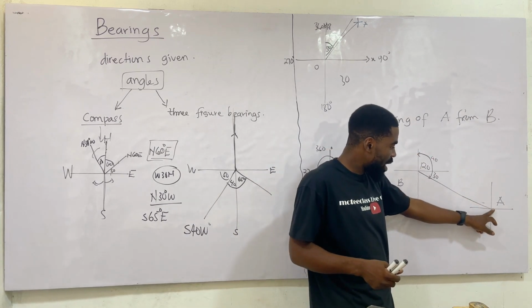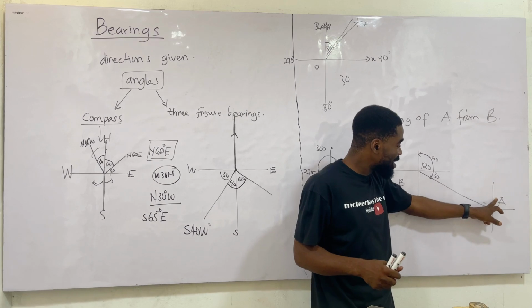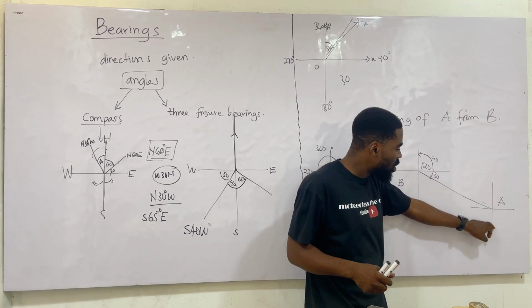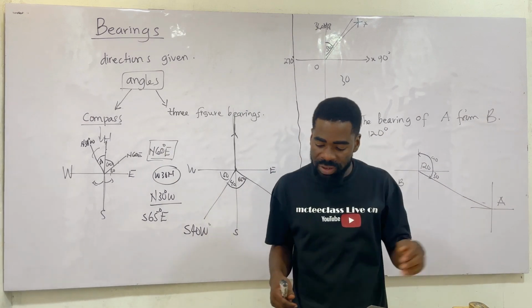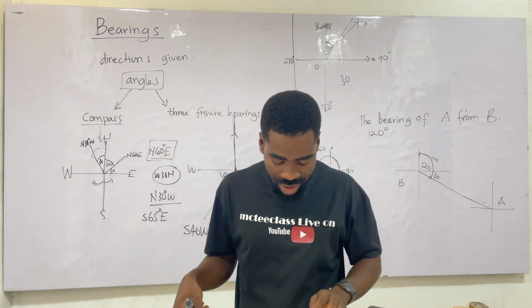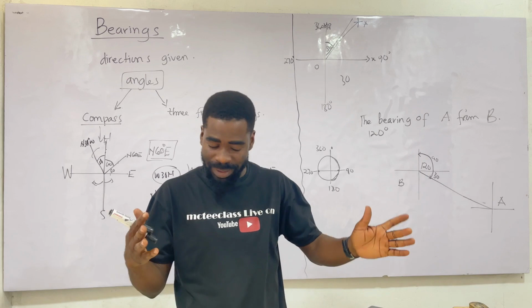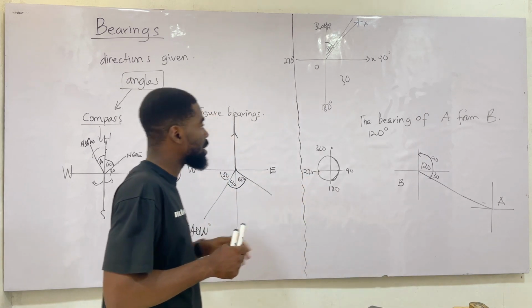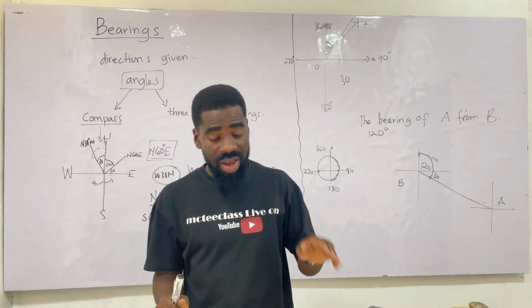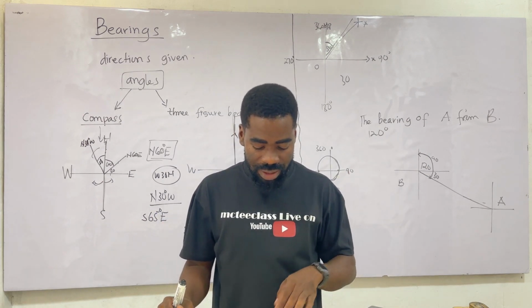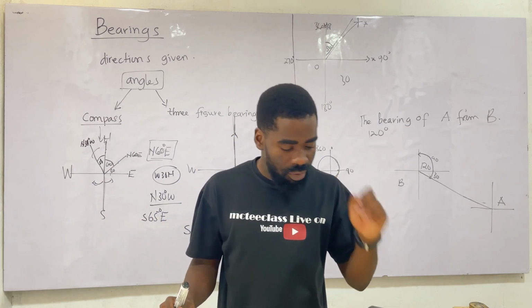So we are now at A. If we want to do the back bearing, then we have to start once again from the north and move until we are on the path that leads to B. And that's what we refer to as back bearings. Very simple, that is explaining back bearings. I hope you understand this. All that we are talking about here is that you have to read the bearing from the north.